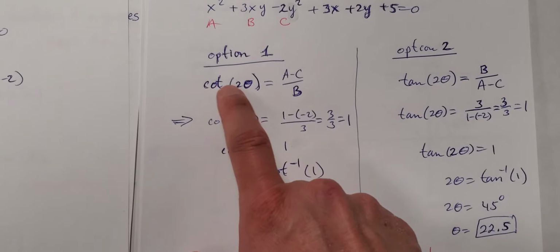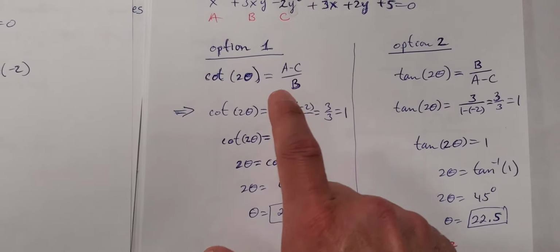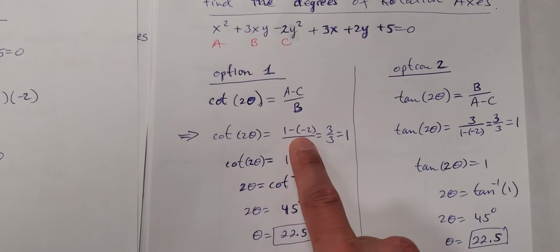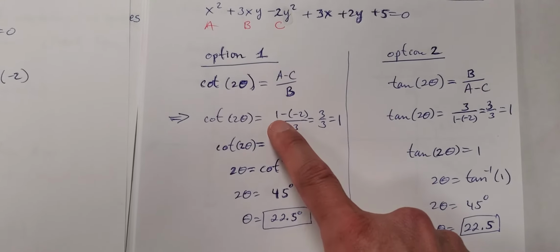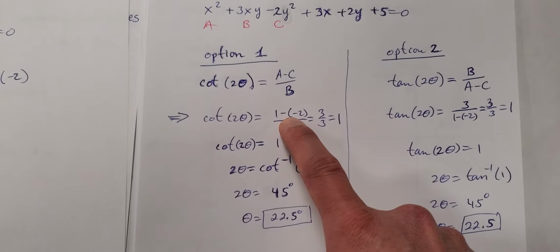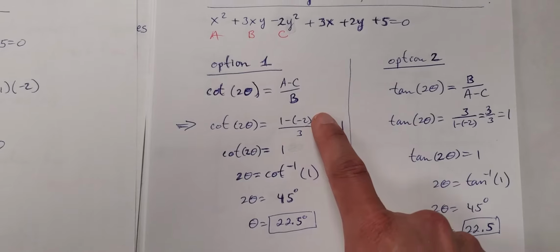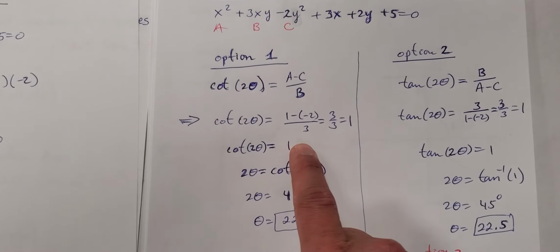Option 1 is cotangent of 2 theta equals (A minus C) over B. So we know what A is, we know what B is, we know what C is, so just plug it in. So that gives me positive 3, because negative and negative is positive 2, 2 plus 1 gives me 3. And then over 3, 3 over 3 gives me 1. Okay, so cotangent of 2 theta equals 1.